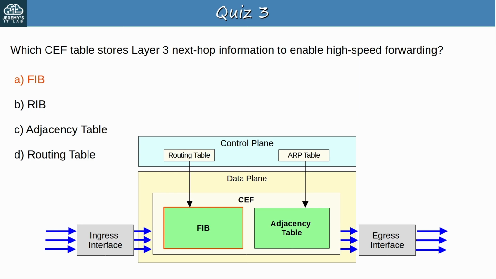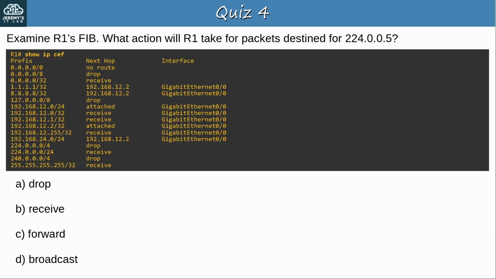Okay, let's go to question 4. Examine R1's FIB. What action will R1 take for packets destined for 224.0.0.5? Pause the video now to select the best answer.